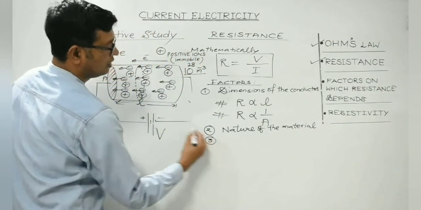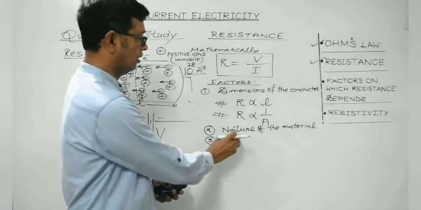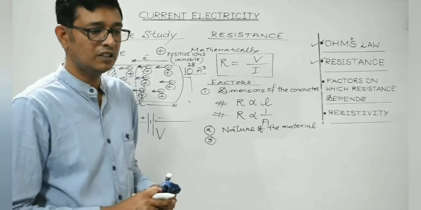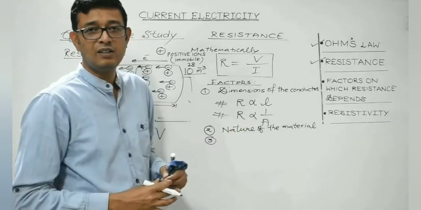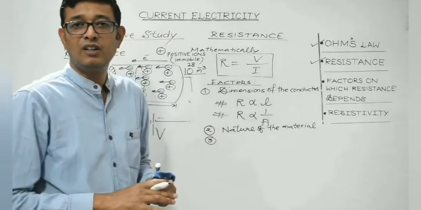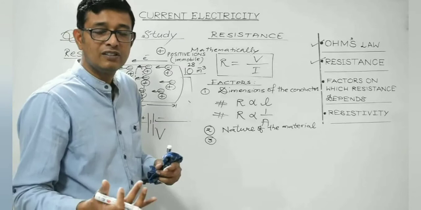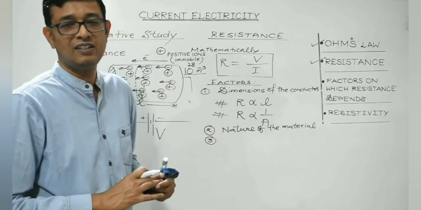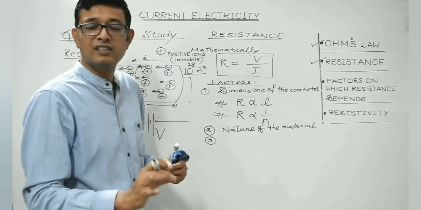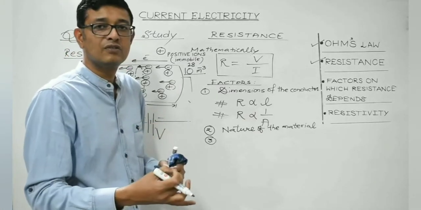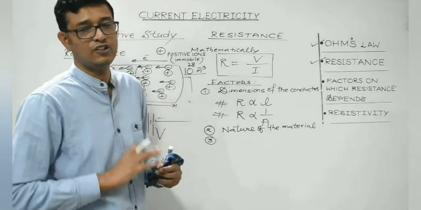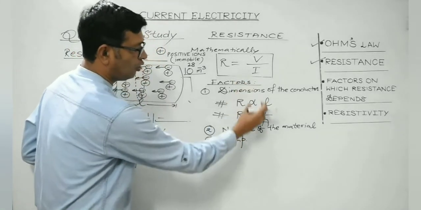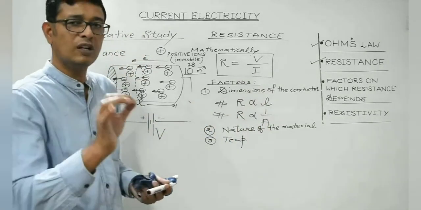Third, it depends upon the temperature. That's a very, very important concept. This topic we'll discuss in detail. But for the time being, you can remember, with the increase in the temperature, the resistance offered by the conductor also increases. I repeat, resistance of a conductor increases with the increase in the temperature. Right? So it does depend upon temperature as well. We'll discuss all these factors one by one.